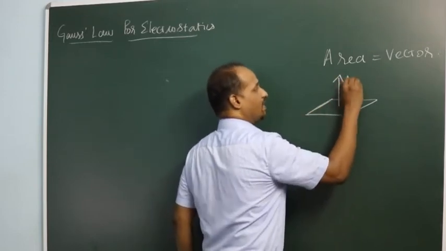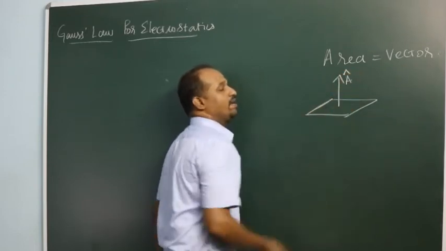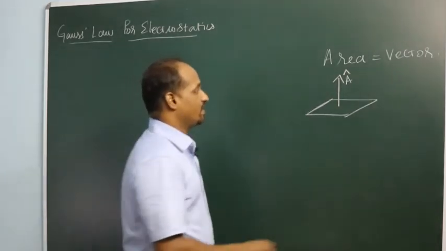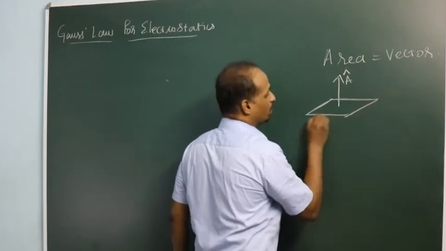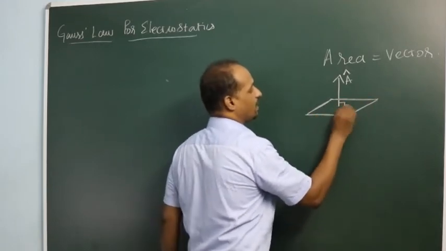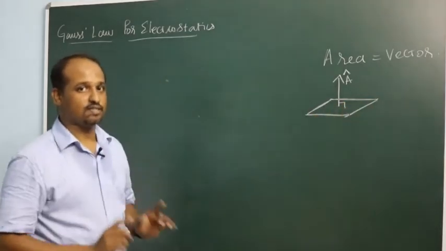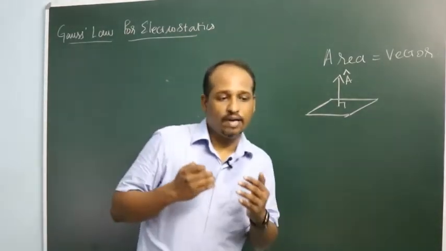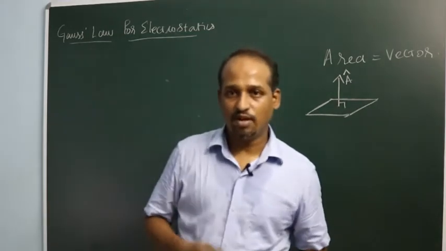Area vector, I am saying A cap. A cap means unit vector along the direction of the area vector. So A cap is perpendicular to the plane of the area. So you need to understand this. Here you're going to find out the electric field intensity based on lines of force.